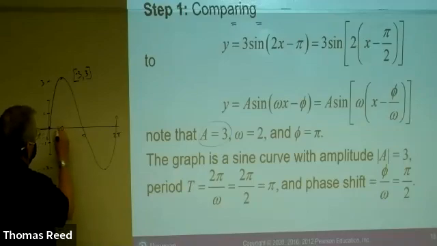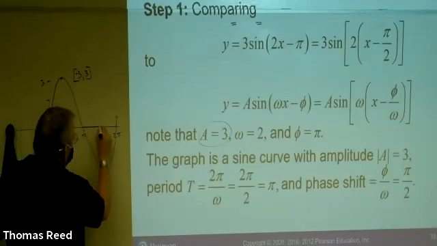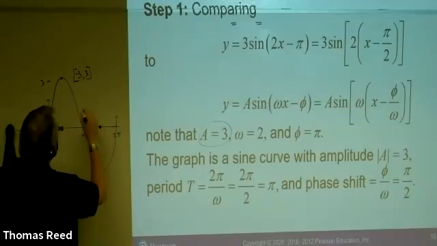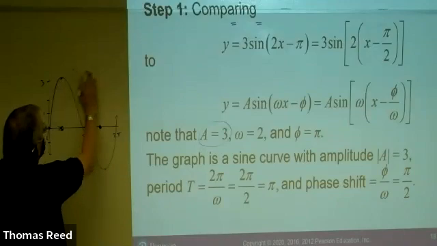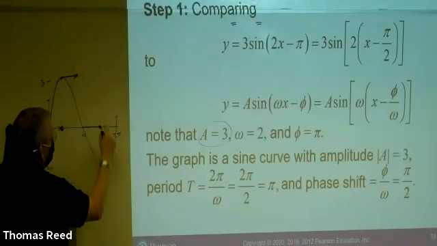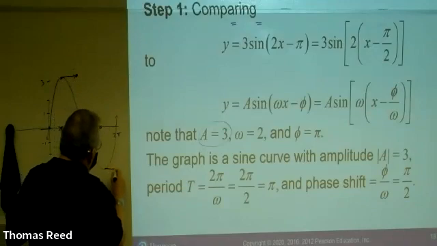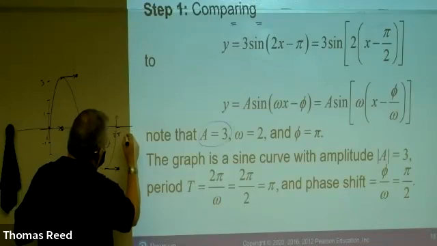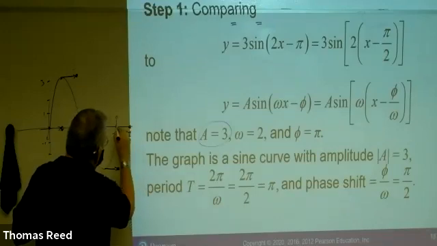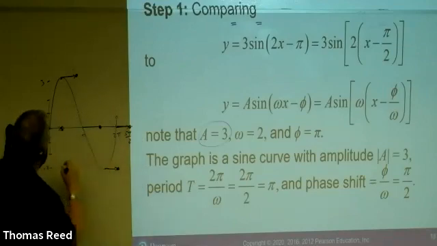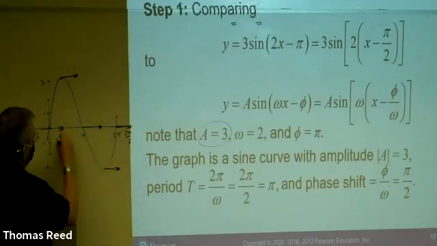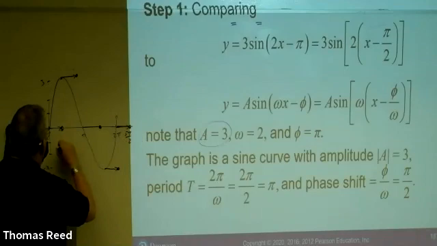So they got moved over to here, and this one got moved 1/2 pi over to here. This got moved 1/2 pi to here. And this got moved 1/2 pi to here. And this got moved, what is that? 5 pi over 2. So now it goes like this.